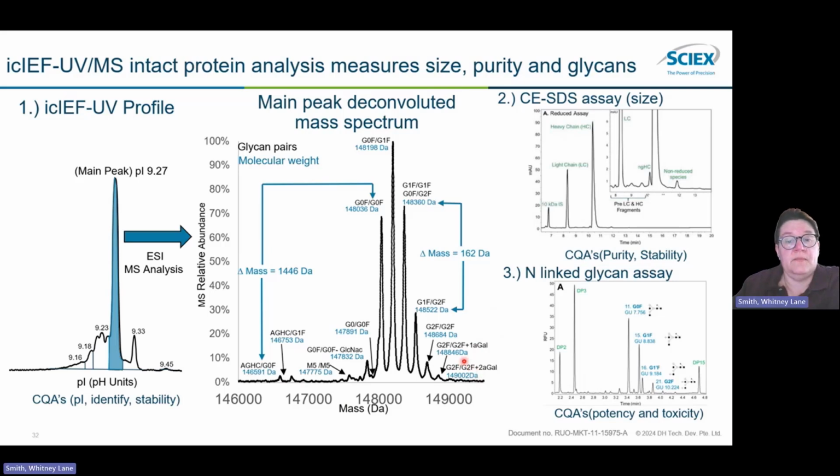And then something else that you could do, just to confirm all of these things, would be the CESDS assay and the glycan assay, which would be on the CESI or the P800 plus. And so you have a complete characterization of your molecule, confirming the variants, all in a single package from SCIEX.